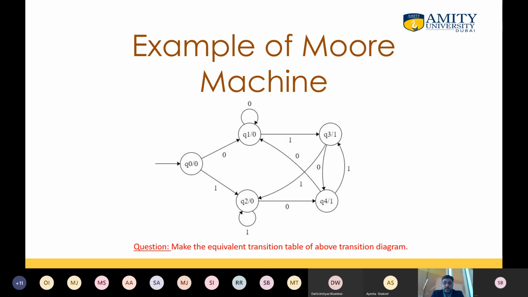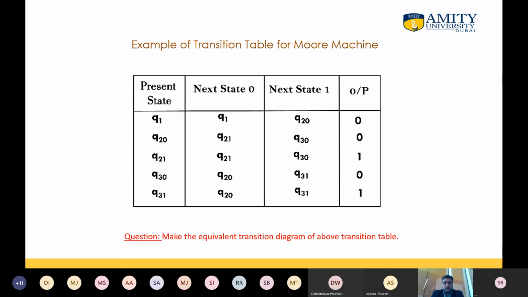Now, an example of Moore machine. So we had done this type of transition table in the class, where you can see how many present states are here? 1, 2, 3, 4, 5. 5 present states are there. Q1, Q20, Q21, Q30, Q31. And with input 0, you are reaching to the next state. With input 1, you are reaching to the next state.